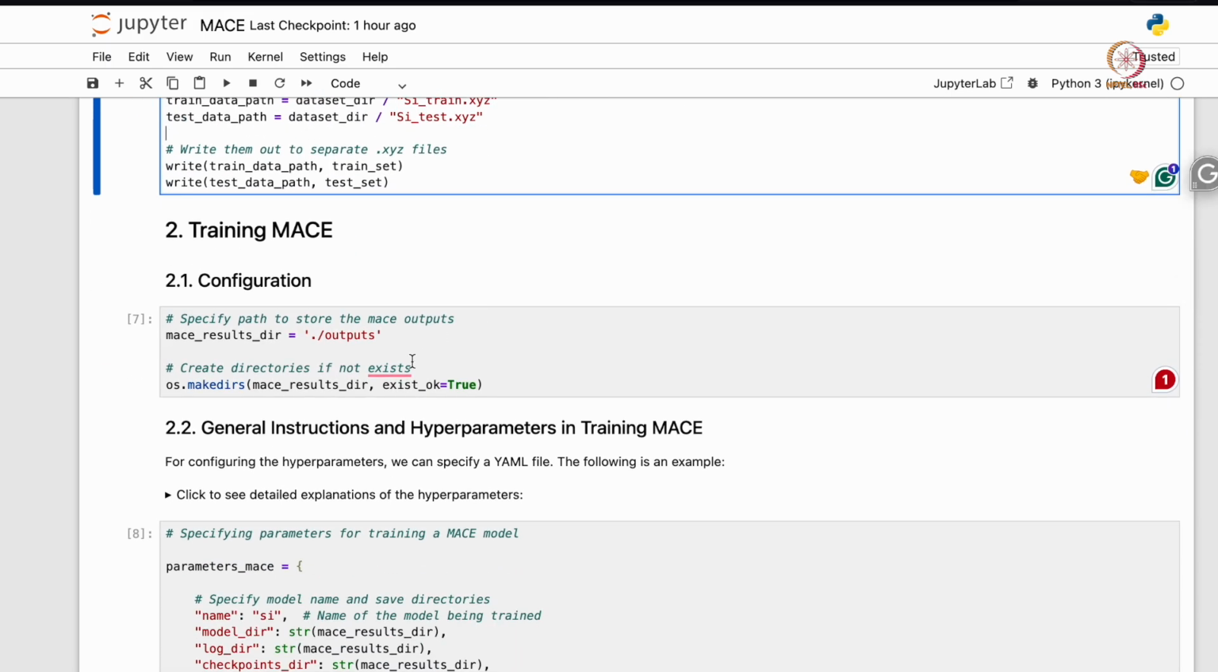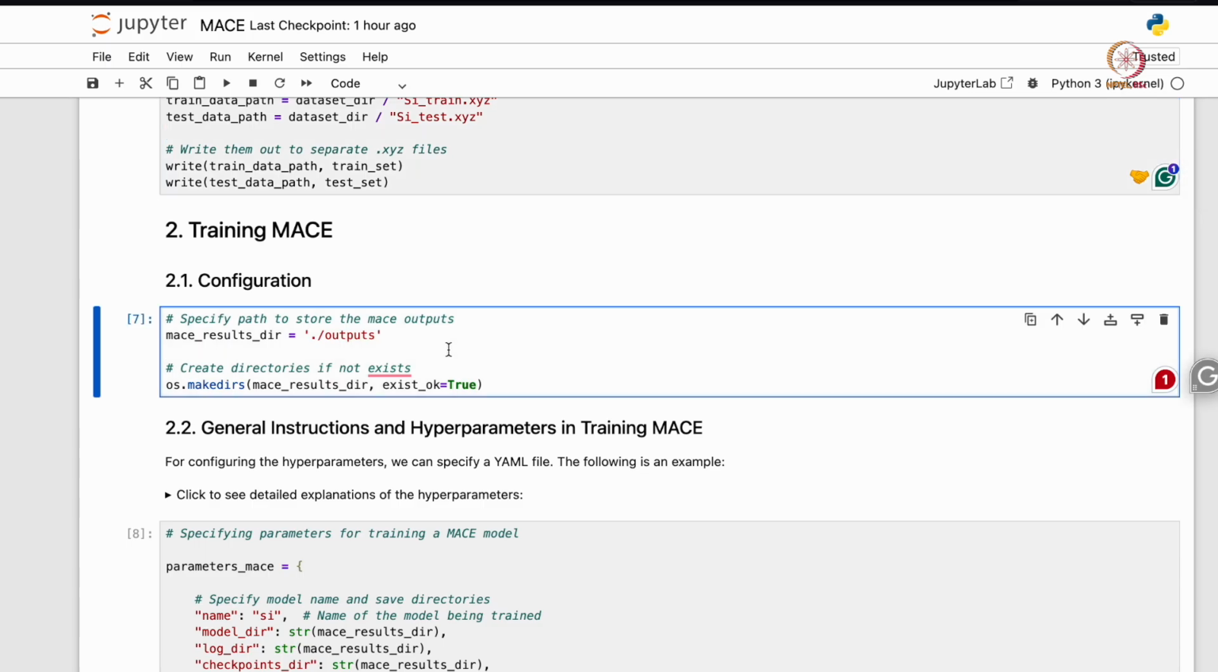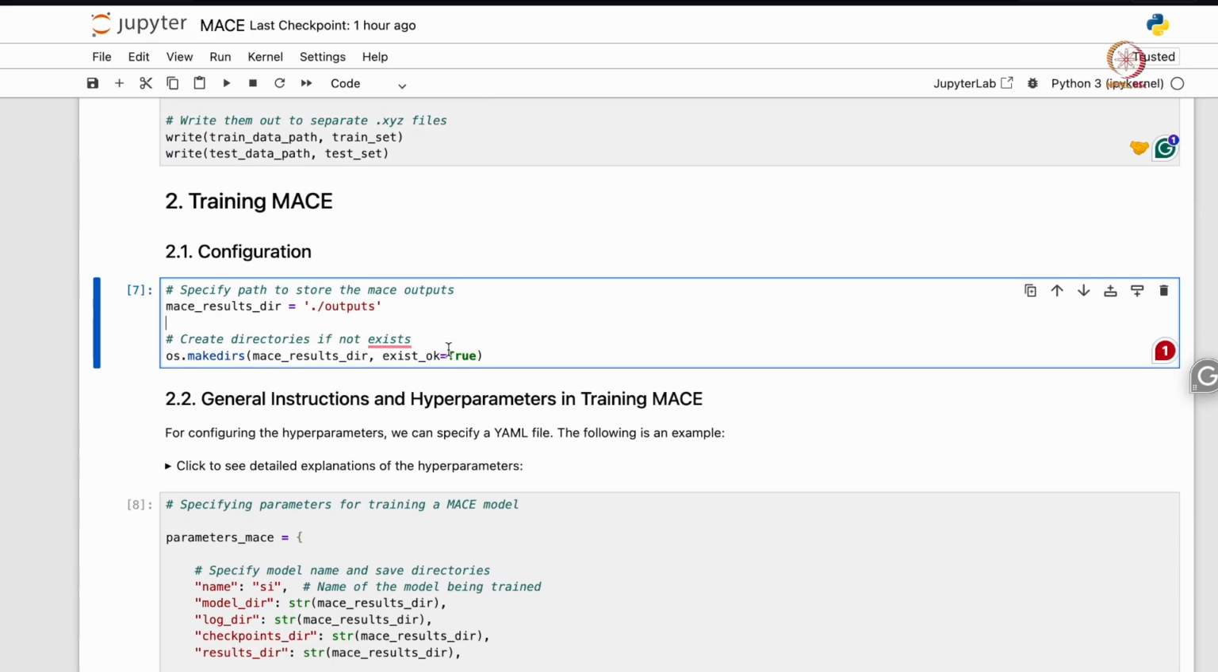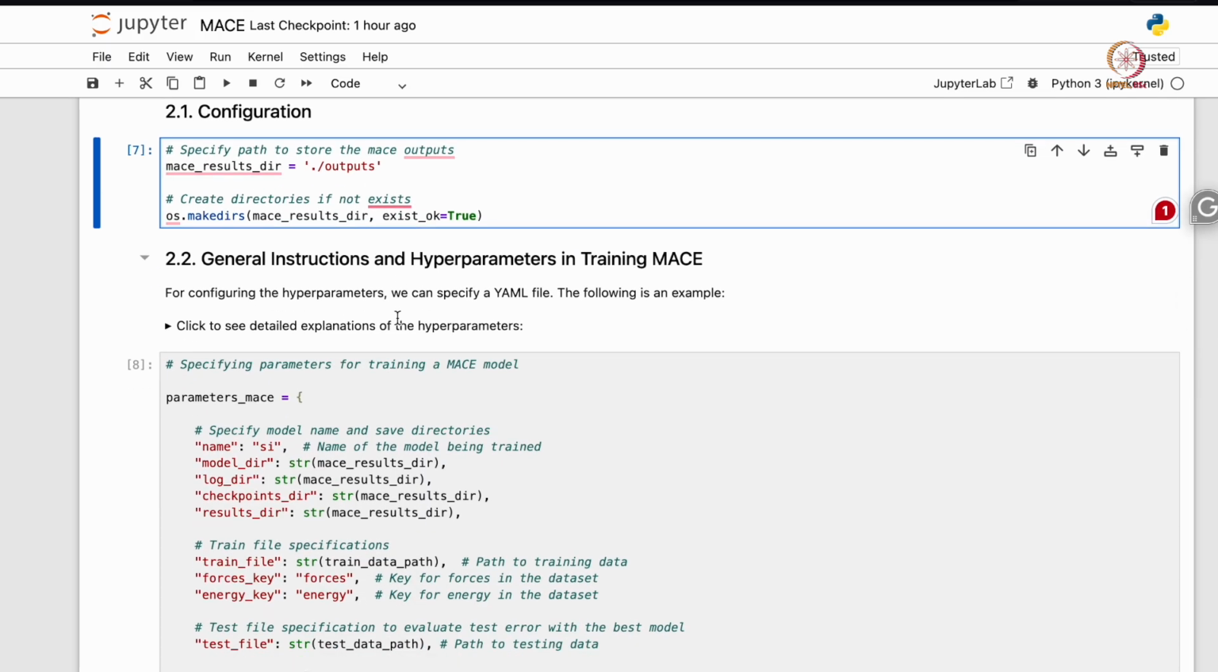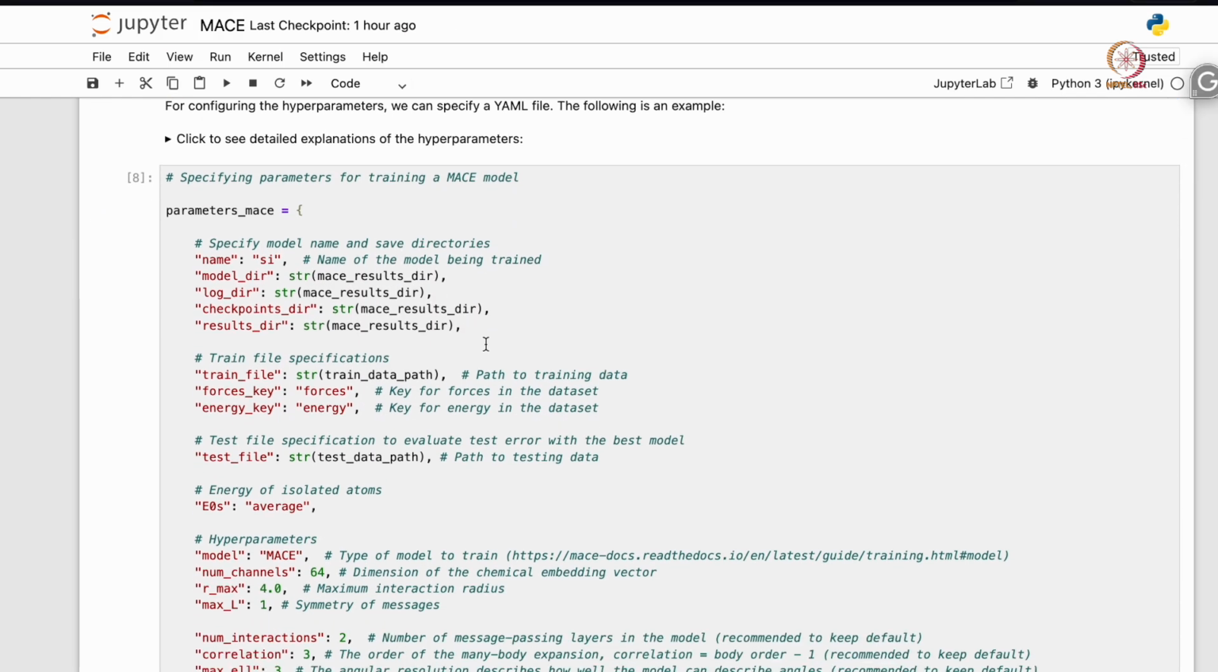Now we will try to train MACE. Okay, so we first specify the outputs directory where we will be storing all the outputs. And now come the hyperparameters that we want to specify, which will define our model architecture. Initially we start with the model naming. We will name it Si, and we will specify the directories where we want the model to be stored, the log of the runs, the checkpoints and the results.